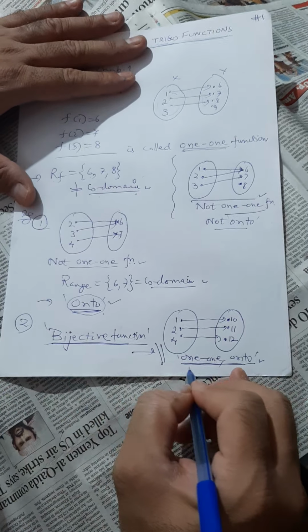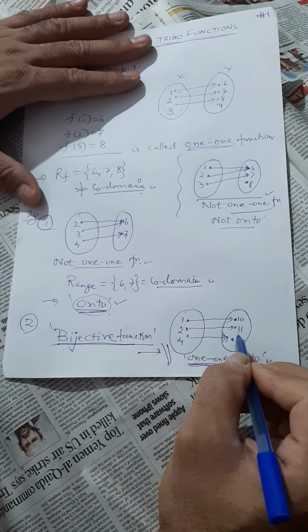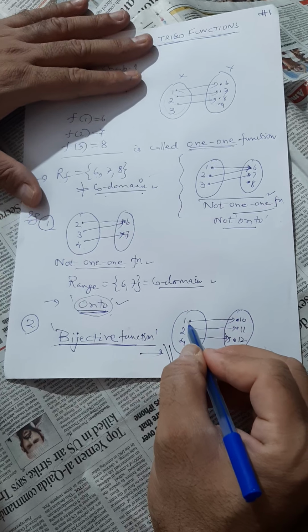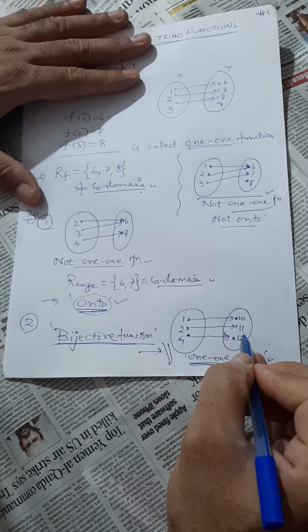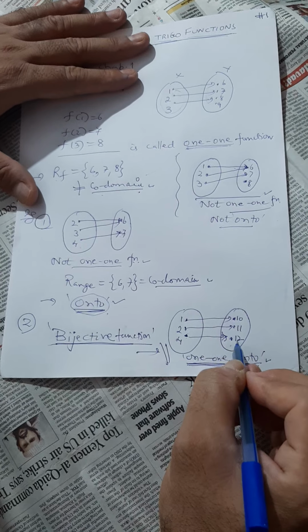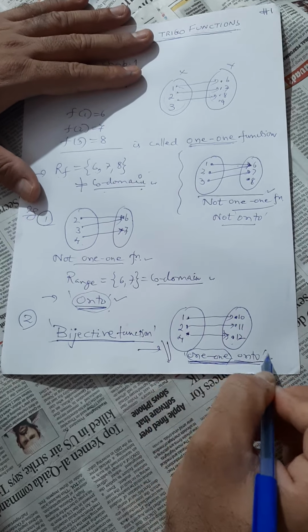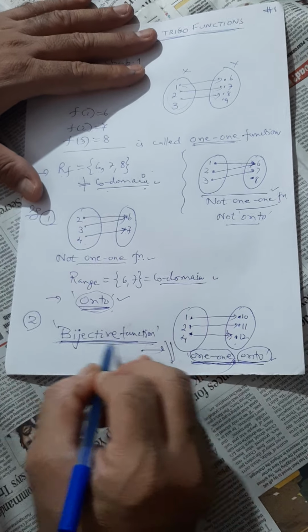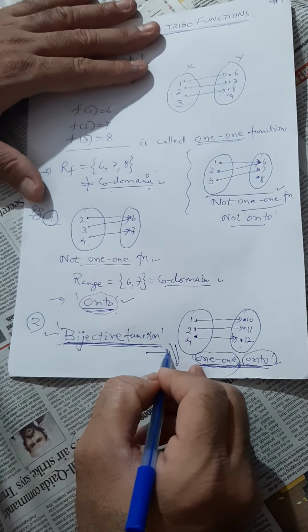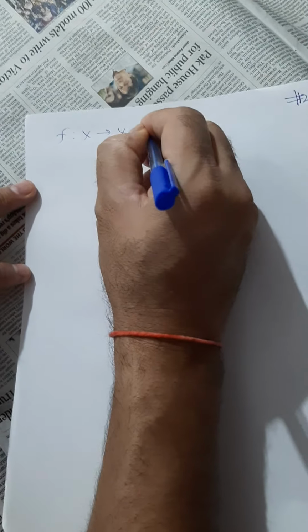Bijective function means such a function is one-one and onto. That means both sets have precisely the same number of members. I repeat, different members are connected with different, and there is no extra member in the codomain. Remember, all members of the codomain are covered by the members of the domain. So such a function is called one-one and onto both. And a function which is one-one and onto is called a bijective function. So now the question is why we did this. So function f from x to y should be one-one and onto.